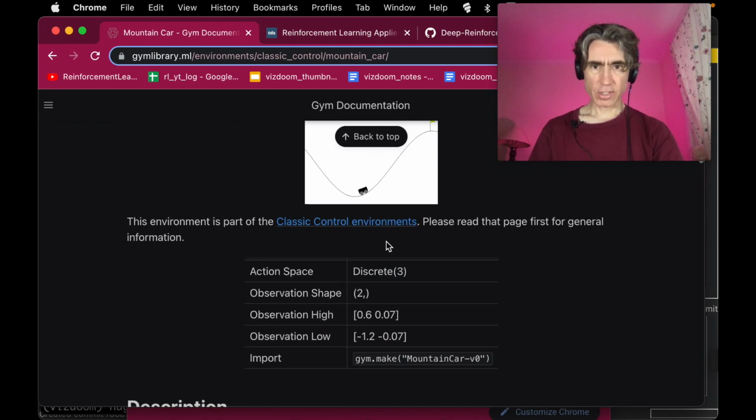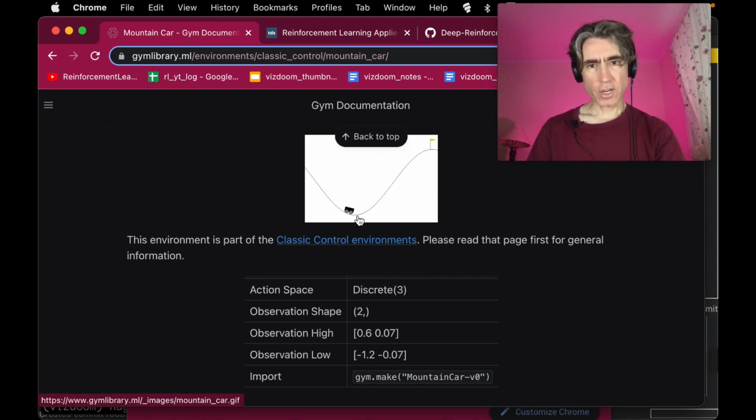Now the reason this is interesting is if you try to just accelerate to the right, the car will get to about here or somewhere, and then the force of gravity will overcome the acceleration of the engine and the car will get stuck. So you basically have to swing backwards and forwards. Now this is hard. That's one reason why it's hard, because you have to realize to swing backwards and forwards.